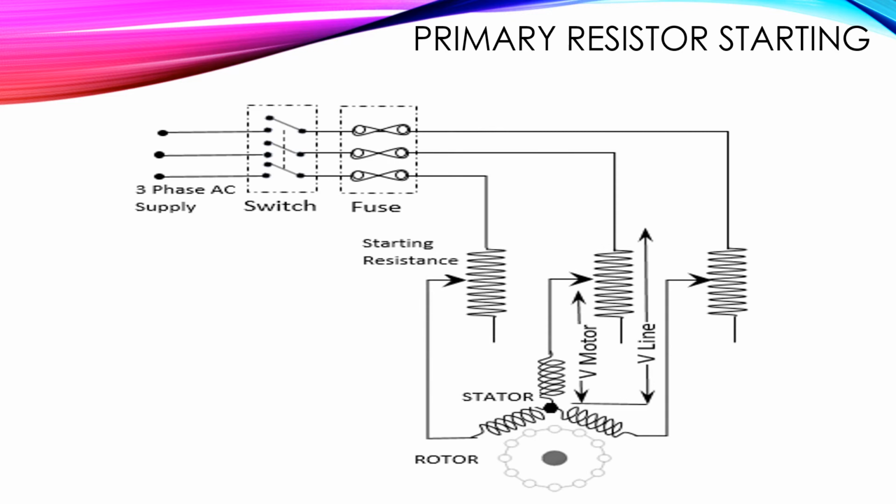So this is the diagram for the primary resistor starter. Here you can see that the resistors, that is the starting resistance, which are variable resistances, are connected directly in series with each stator winding, right? So when the voltage is to be applied, it gets reduced. So the reduced voltage can be applied to control the starting current in the squirrel cage induction motor, right? So this is one method to control the starting current in a squirrel cage induction motor.